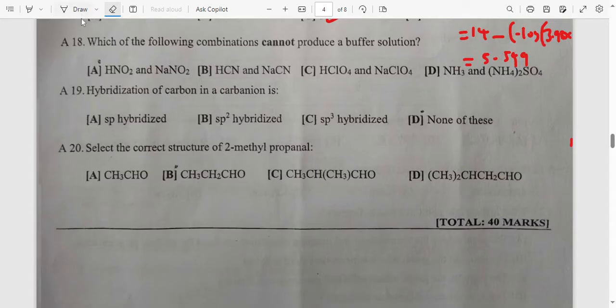Question 18, which of the following, okay, that's the same. 19. Hybridization of carbon atom in a carbanion is... hybridization of carbon atoms. If we say carbanion, we mean that we have a carbon atom that is negatively charged. A carbocation is positively charged. A carbanion is negatively charged. If you look at this one, it has an extra electron.